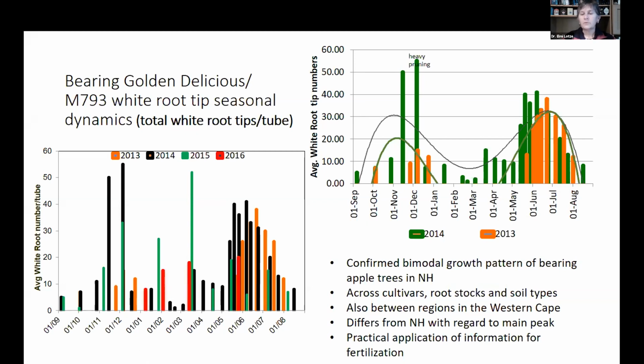Where it differed from the Northern Hemisphere was with regard to the main peak. And in our case, the main peak was actually in winter. That was unusual because in the Northern Hemisphere, usually the main peak is during the summertime.